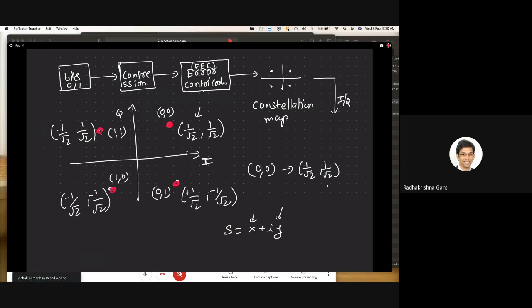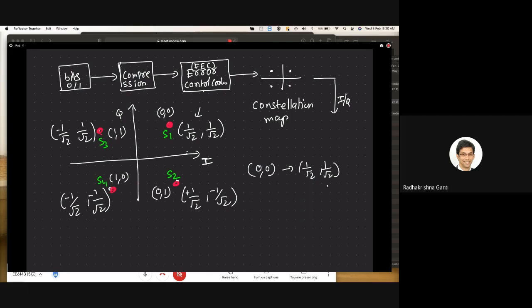Ashok sir, can you explain why square root 2? Why not square root 3 or something else? That's a good question. It's actually better to clarify this. I'm going to call this point S1, this point S2, this point S3, this point S4. So if I call these S1, S2, S3, S4, let's compute the energy in the constellation.